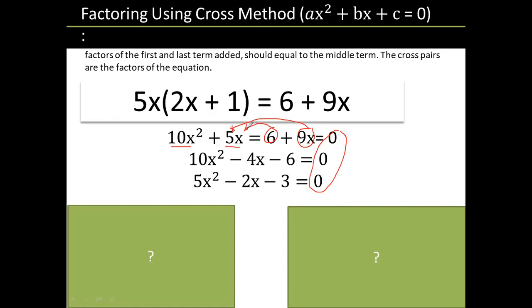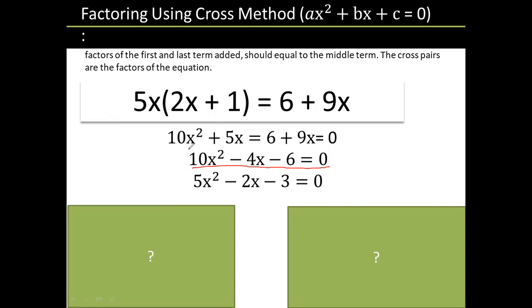All right? So when we transpose 9x to the left, that becomes negative 9x. Combined with 5x, we get negative 4x. Positive 6 transposed to the left becomes negative 6. So therefore, we now have this equation, 10x squared minus 4x minus 6 equals 0.